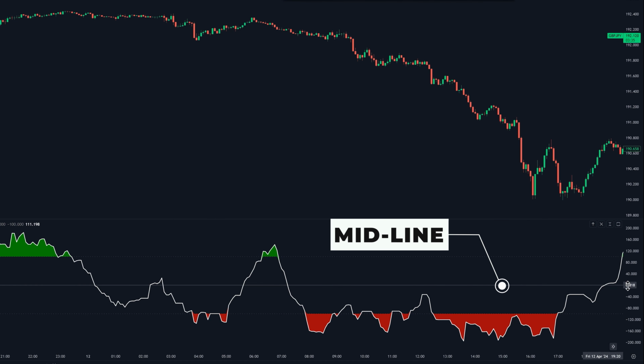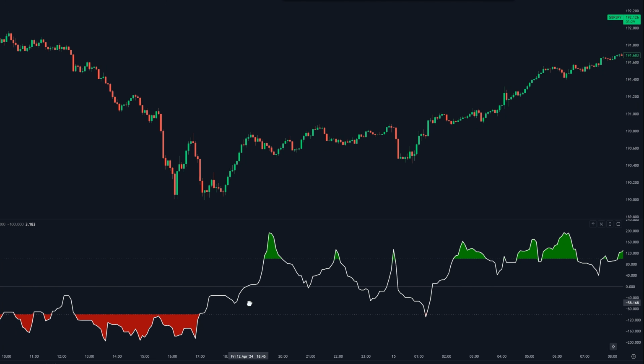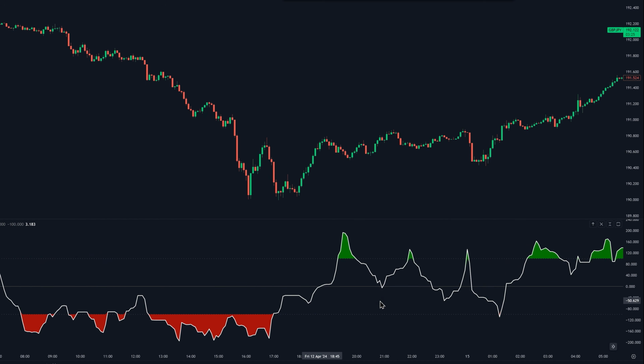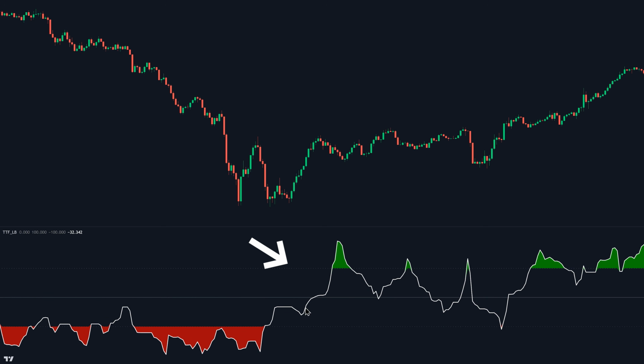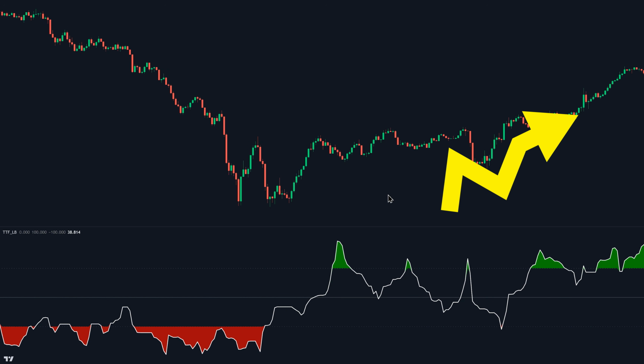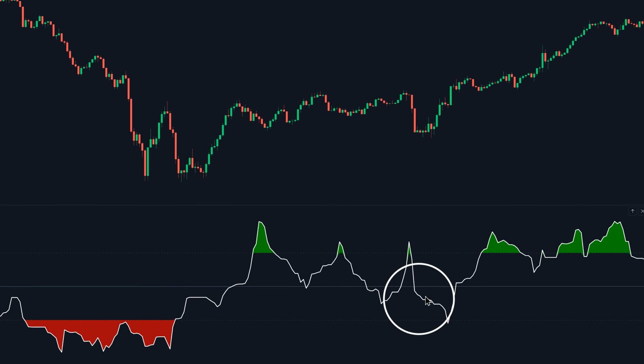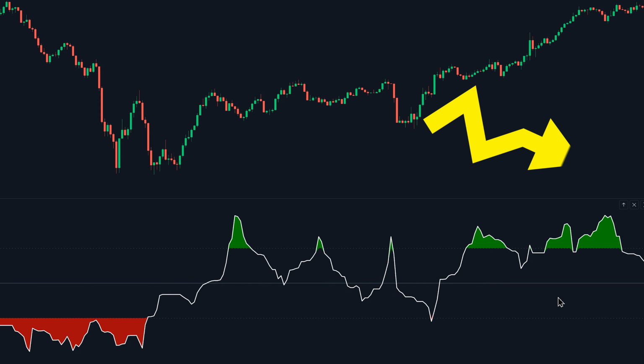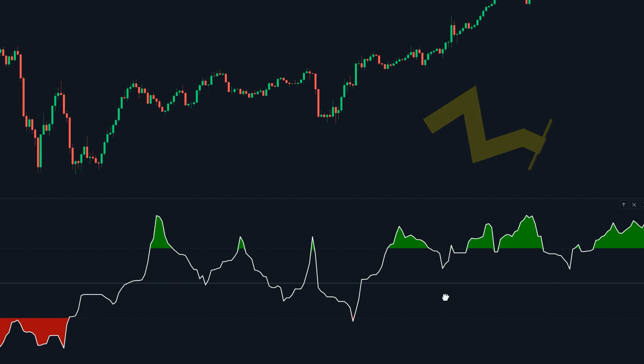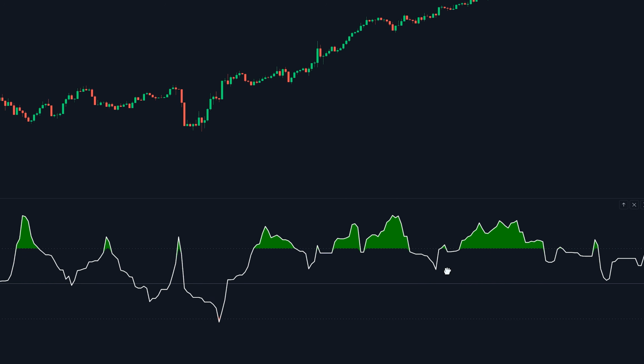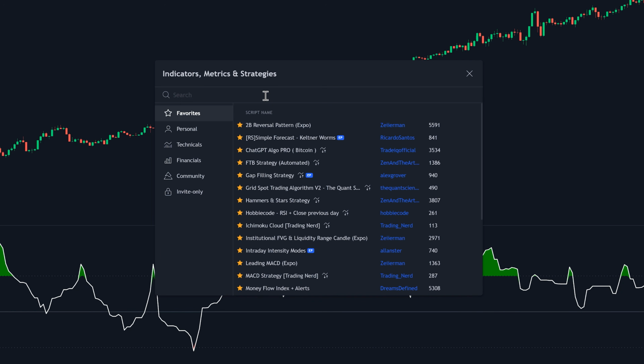Located at the 0 level on this indicator scale, the midline serves as the central axis point for this indicator's analysis. Whenever the TTF line is above the midline, that indicates the beginning of a bullish trend. Conversely, whenever it goes under the midline, that indicates the beginning of a bearish trend. Now, in order to use this indicator to trade, we need to add one more trading tool to the chart.